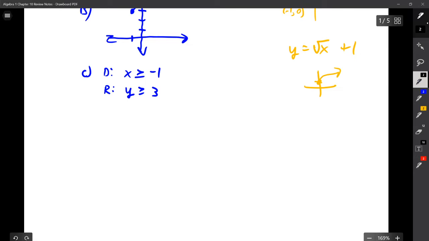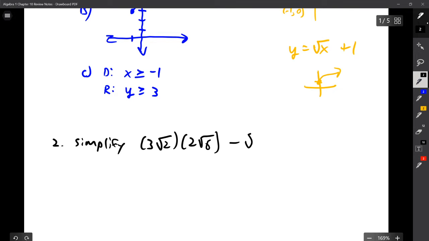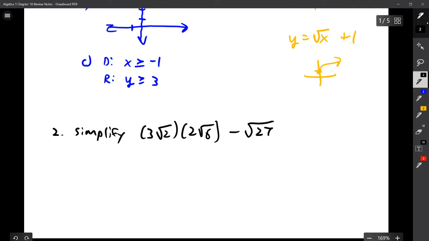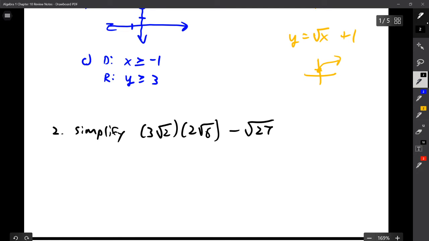Moving on to number 2. Totally different kind of problem. This is now simplify. And we're going to simplify 3 root 2 times 2 root 6 minus root 27. What I did here is I'm combining some stuff from lesson 2 and from lesson 3 together into one problem. All right, so what I would do first is I would multiply this first part.